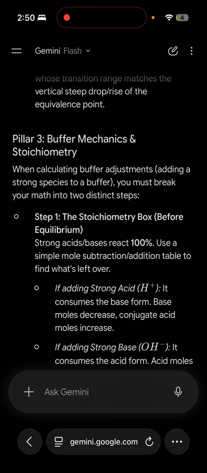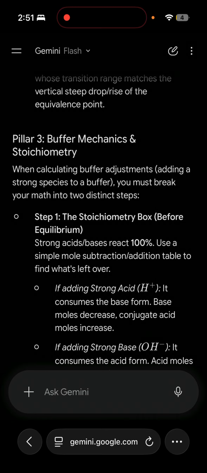Ka for acetic acid is 1.8 times 10 to the power of negative 5, by the way. Weak bases with pH. 1, shift pH to pOH. pOH equals 14 minus pH. 2, find OH negative. OH negative equals 10 to the power of negative pOH, which equals X. 3, solve for Kb. Kb equals X squared over C.